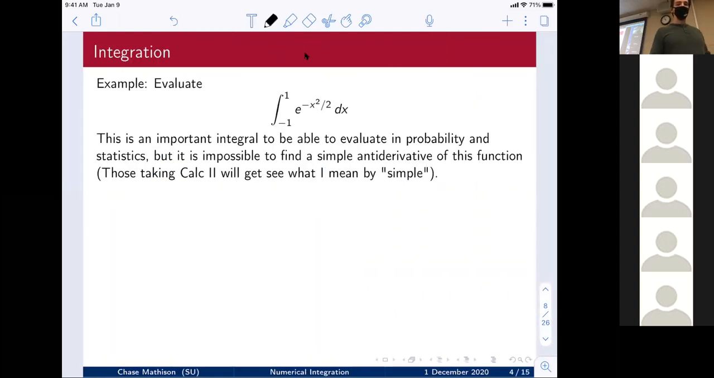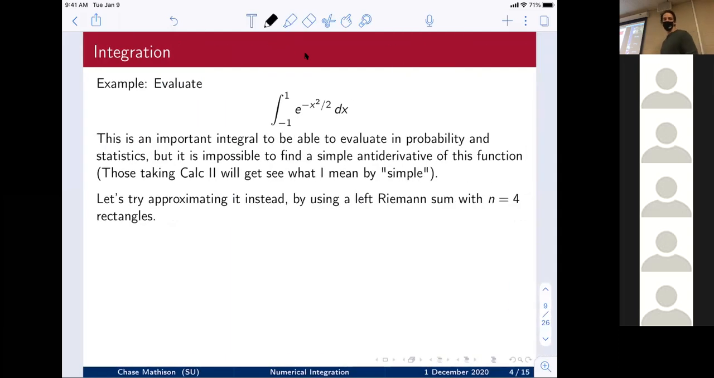And like I said, it's impossible to find a simple antiderivative. Calc 2, again, you're going to find a non-simple antiderivative. But let's try approximating it because we can't find it exactly. So to approximate it, we're going to use a left Riemann sum with 4 rectangles.